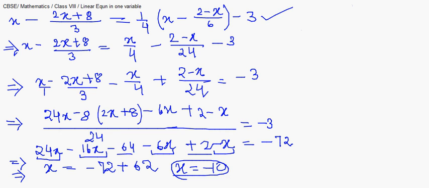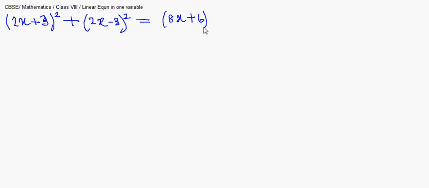Let's move on and take one more question, wherein I take a little different one with squares, and the last one which I will take up will be on decimal. Herein it's 2x plus 3 whole square plus 2x minus 3 whole square is equal to 8x into 6 and x minus 1 plus 22.